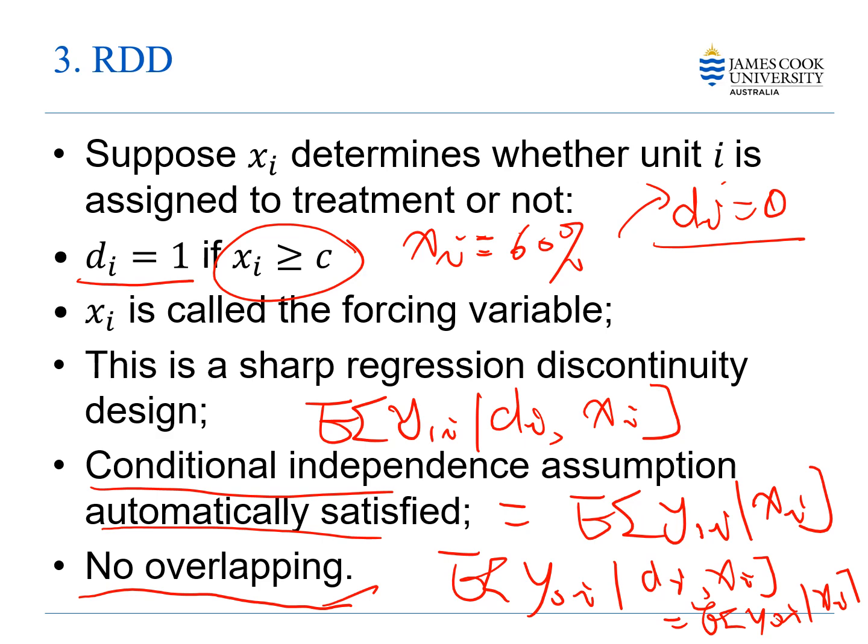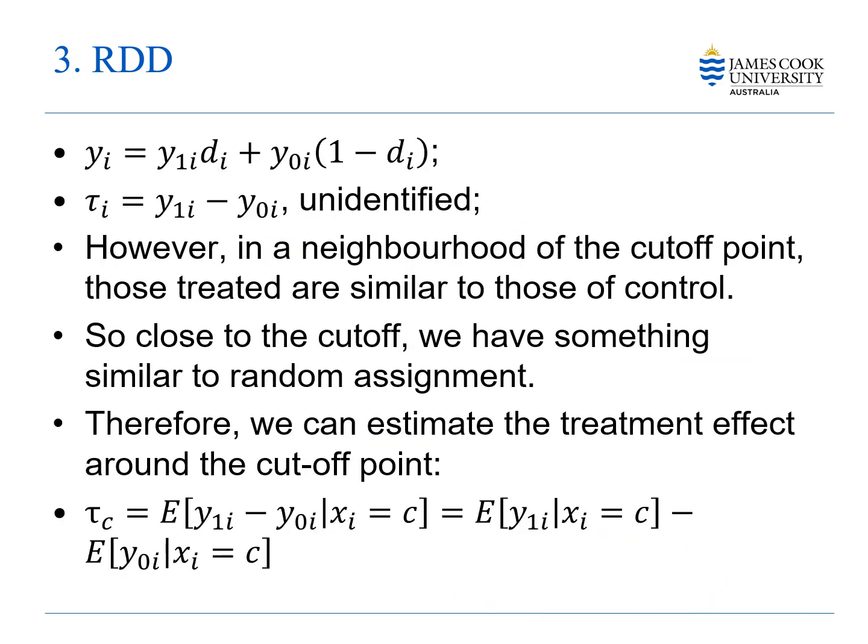So the actual outcome comes from a potential outcome, and the individual treatment effect is the difference between the potential outcome of treated and the potential outcome of untreated. And this again is unidentified because we don't observe the counterfactuals. However, here the idea is that in a small region around the cutoff point, those treated should be very similar to those in control.